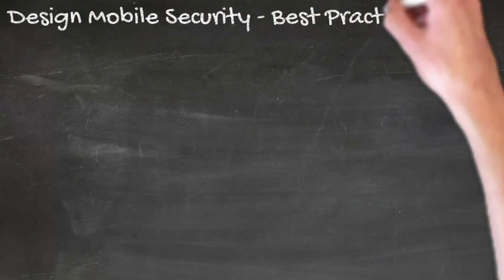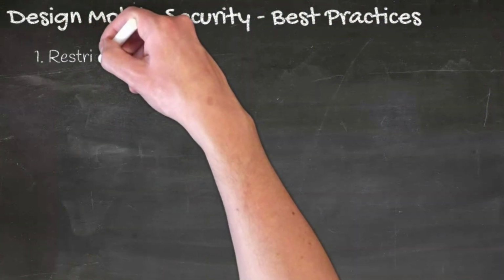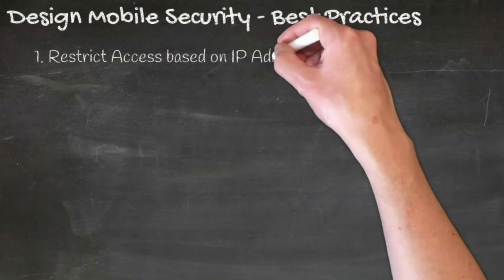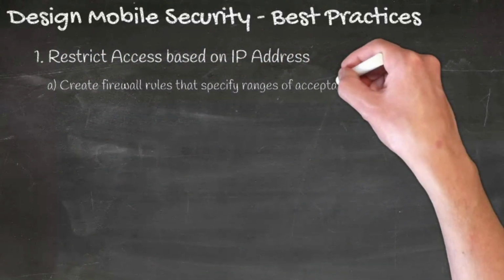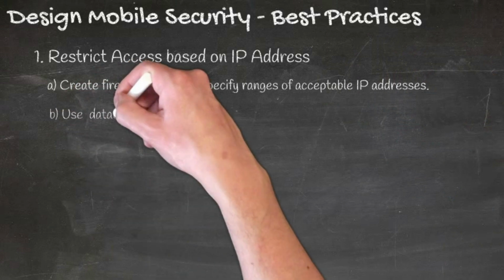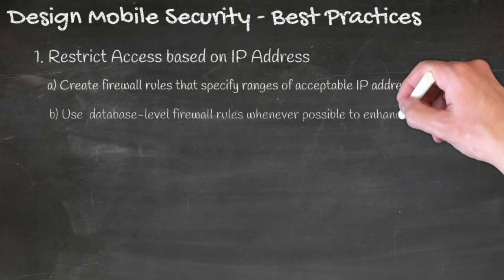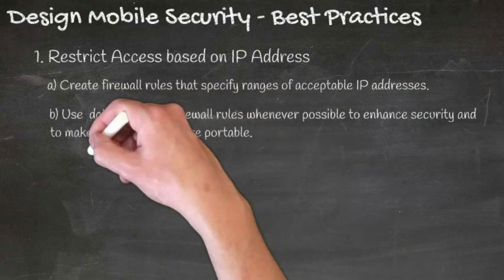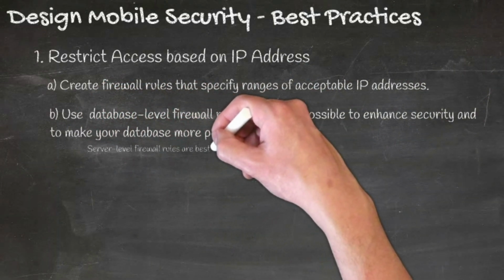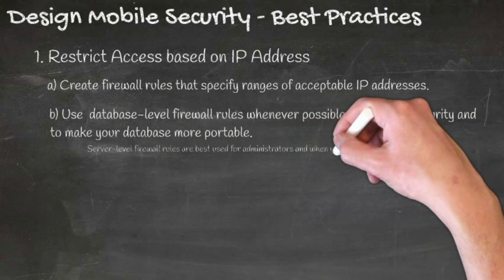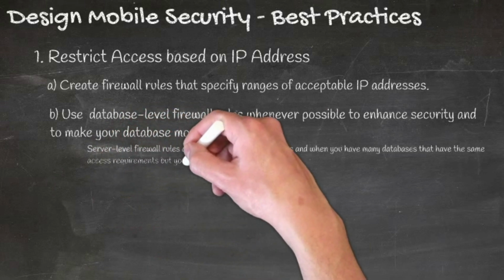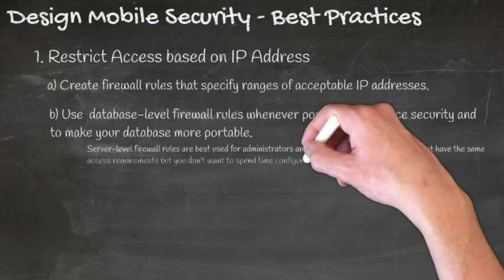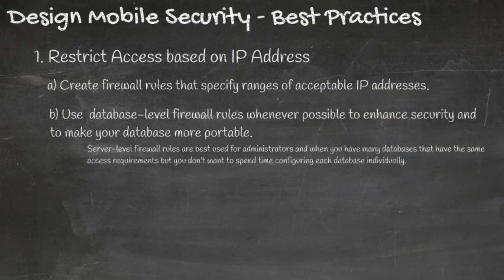How to restrict access based on IP address. Create firewall rules that specify ranges of acceptable IP addresses. Use database level firewall rules whenever possible to enhance security and to make your database more portable. Server level firewall rules are best used for administrators and when you have many databases that have the same access requirements, but you don't want to spend time configuring each database individually.